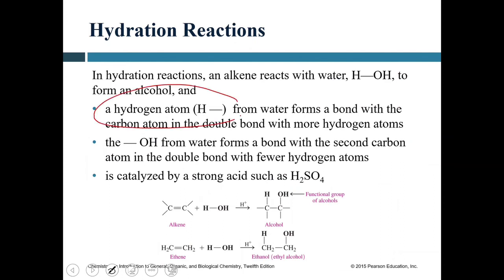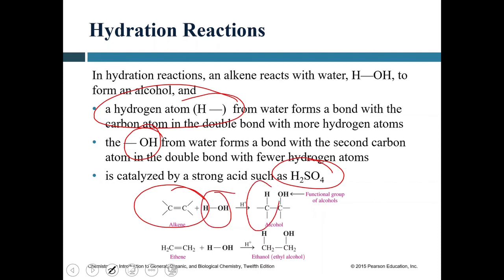So hydrogen will form a bond with the carbon that has more hydrogen atoms. And the hydroxyl group from water will form a bond with the second carbon, which has fewer hydrogen atoms. The catalyst in this case will be a strong acid, such as sulfuric acid. And here's an example. So this is the general idea of alkene plus water forms alcohol with an OH group on the side. It's the functional group of all alcohols.